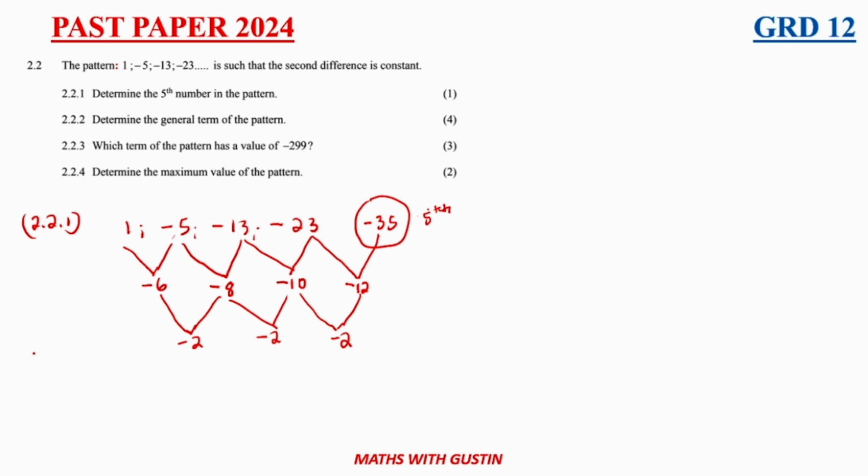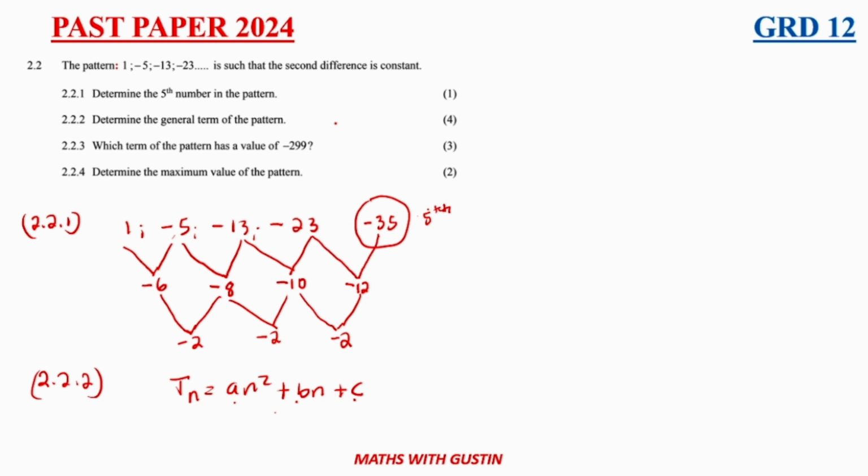The next question, 2.2.2. It says here, determine the general term of the pattern. So the general term of the quadratic pattern is given by Tn equals an squared plus bn plus c. So we must find all these values here. We need to find the value of a, b, and c.